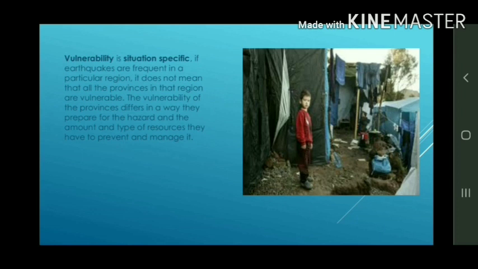Clearly, poverty is a major contributor of vulnerability. For example, if a specific province has lack of financial assistance in preparedness for disaster, dahil nga nasa poverty category ang kanilang lugar, then the level of vulnerability in a given situation is specific only for that particular area.